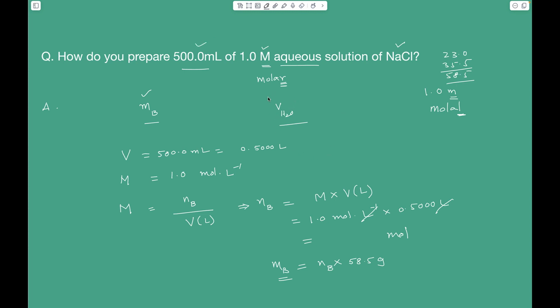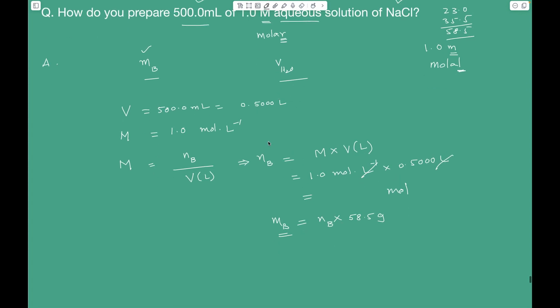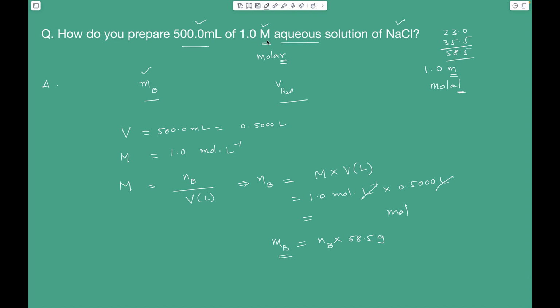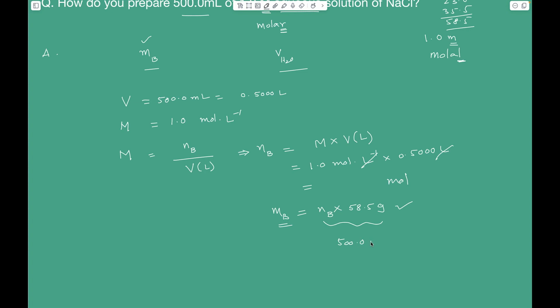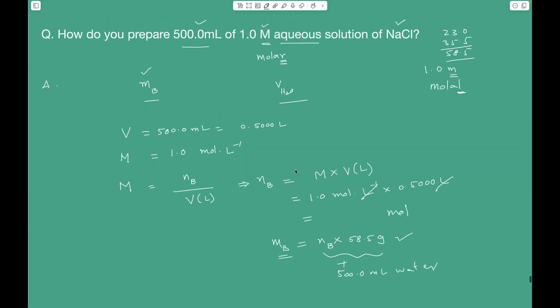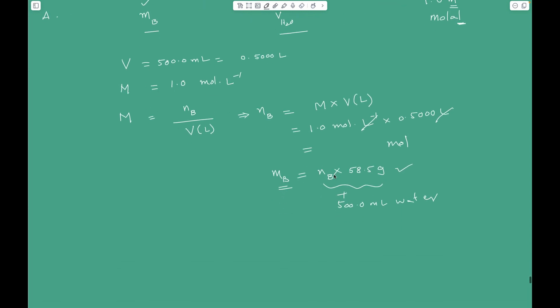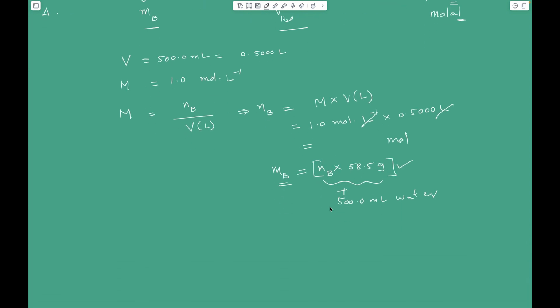Now the question is, we have to figure out the volume of water needed. Now our intuition says that to make 500 milliliters of this solution, dissolve this amount of sodium chloride in 500 milliliters of water, right? So if I say to prepare 500 milliliters of 1 molar aqueous solution of sodium chloride, you have to dissolve so much of sodium chloride, so many grams of sodium chloride in 500 ml of water. Is this statement correct or not?